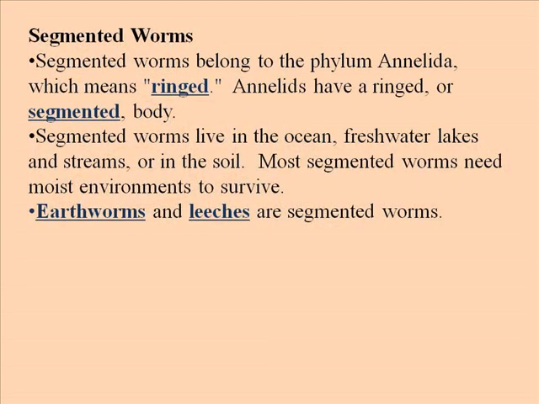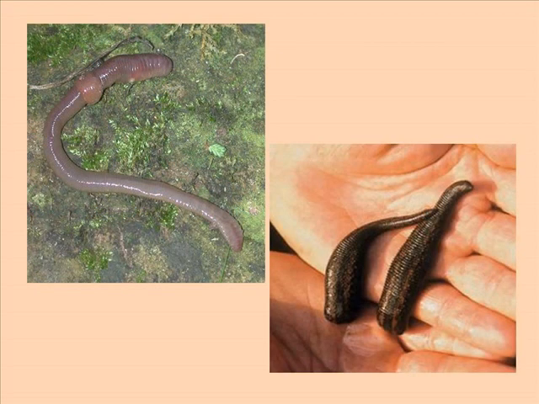Our last group of worms is going to be phylum Annelida. These are going to be our annelids. These are going to be our segmented worms. Your earthworm and your leech are examples of your segmented worms. Now, segmented worms can live in salt water, they can live in fresh water, or they can live on land. One thing they all need, however, is a moist environment to survive. The picture on the left is an example of an earthworm, and the picture on the right is an example of a leech.